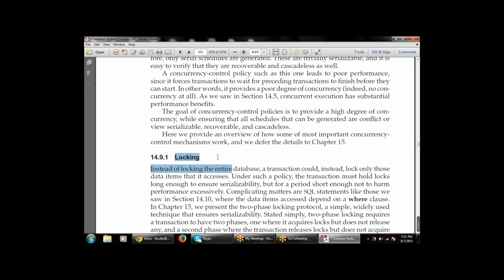Next is locking. Instead of locking the entire database, a transaction could instead lock only the data items that it accesses. That is, it is a better approach to lock each and every individual data item that is accessed, instead of locking the entire database. Locking also ensures serializability, but for a period short enough not to harm performance excessively.